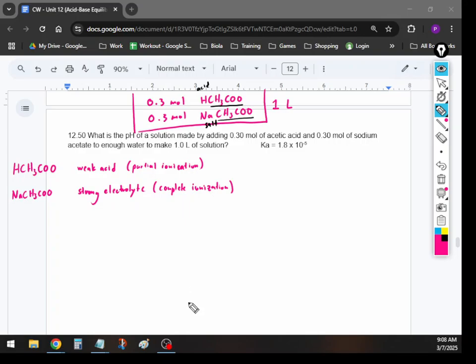Yeah, pretty much. Dissociation is when they dissociate, so separate. Ionization is when you basically break them up into ions. Yeah, you can still have dissociation.